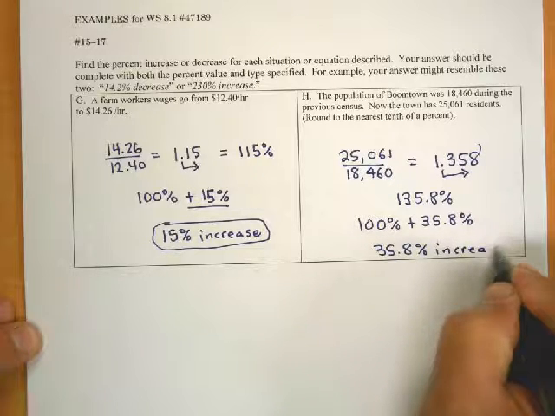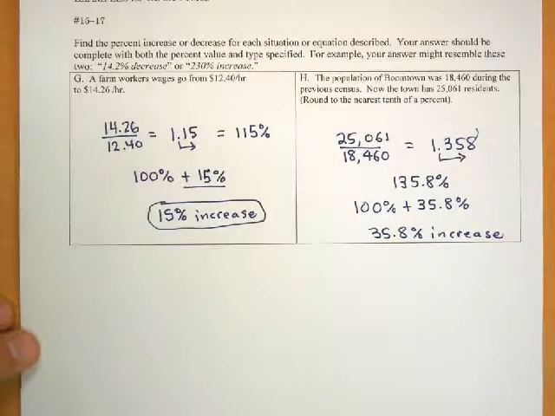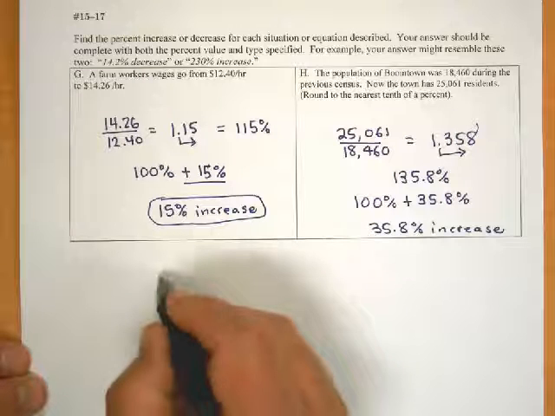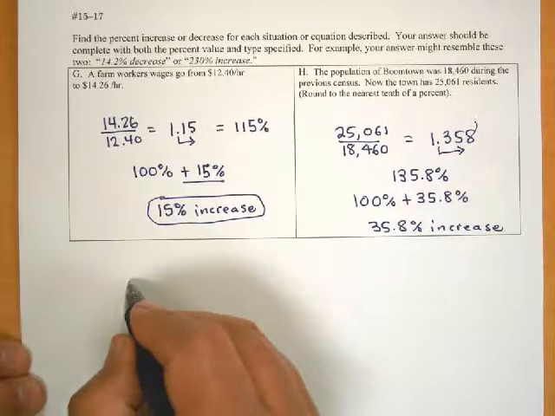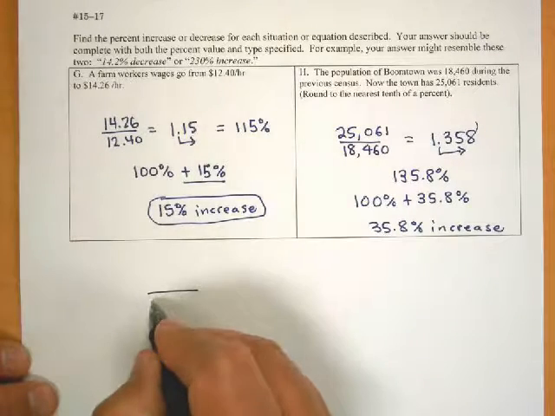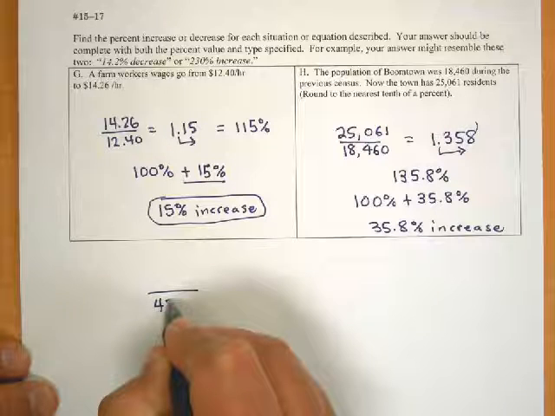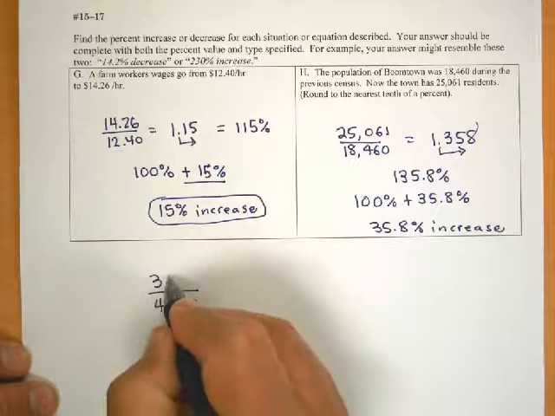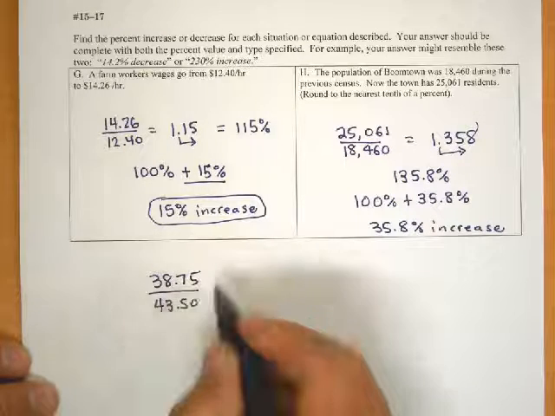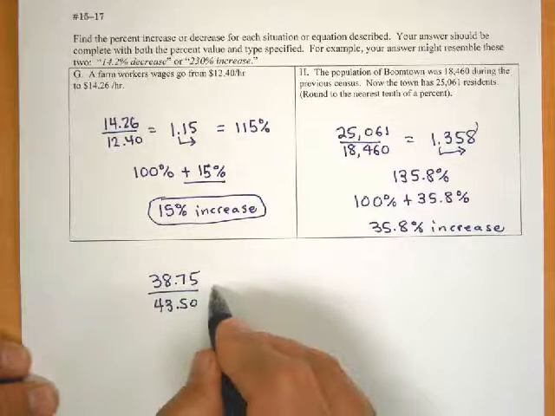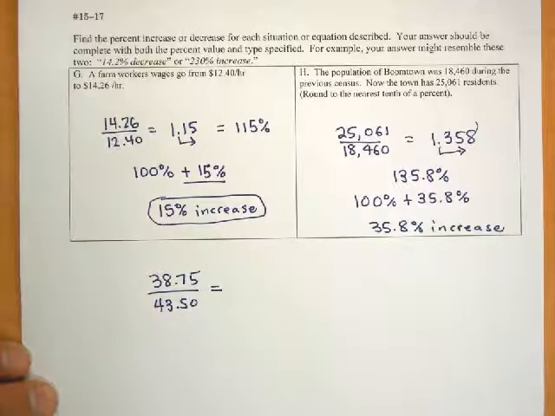Now I'm going to do one where you have a decrease, so we have a complete example, and I really didn't provide for that, so I'm just going to make up an example here. Let's say that your original cost of an item in the store is $43.50, but it goes on sale for $38.75. So this is your original cost, and this is your new cost, and you can see that since it went down, it's some sort of sale.